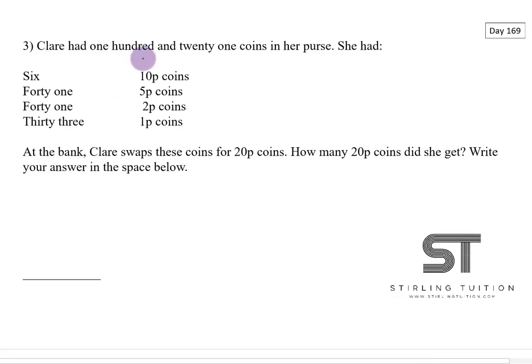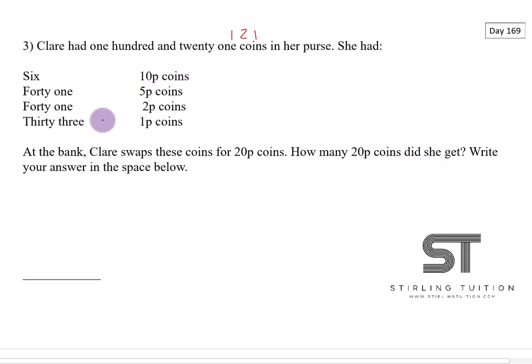Number 3, Claire had 121 coins in her purse. So 121 coins in her purse. She had 6 10p's, 41 5p's, 41 2p's, and 33 1p's. At the bank, Claire swaps these coins for 20p coins. How many 20p coins did she get?